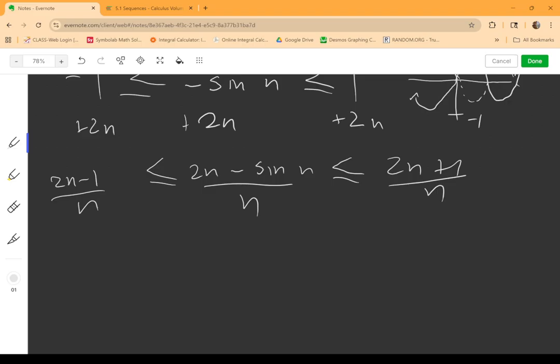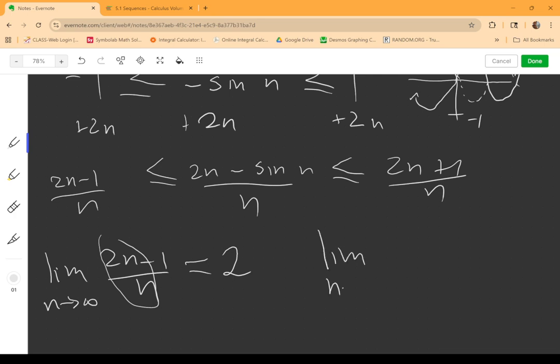The next step is to look at the endpoints. The limit as n goes to infinity of (2n minus 1) over n: as n grows very large, the leading terms take over, so this is going to be 2. And on the other end, the limit as n goes to infinity of (2n plus 1) over n: again, that plus 1 doesn't contribute to our limit as n gets really large, what's taking over are the leading terms. And this one is also 2.